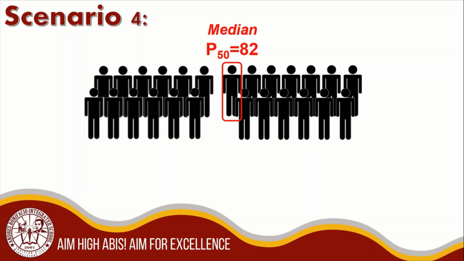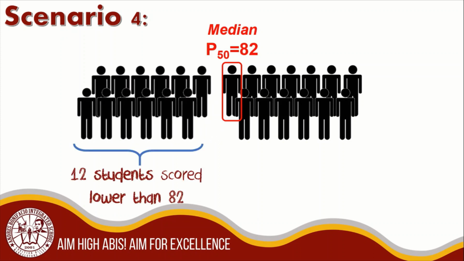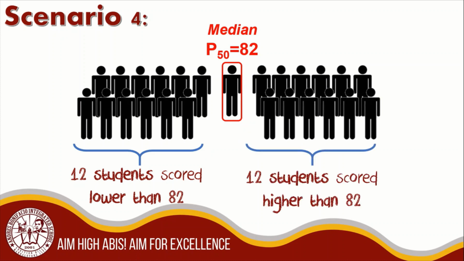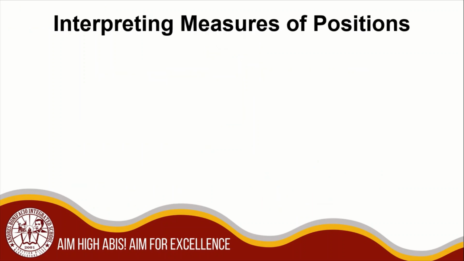So, yung lower half na 12, they scored lower than 82, and the upper half na 12 students scored higher than 82. In interpreting measures of positions, it would be a great help if you know how to identify the percentage of the dataset which lies above or which is less than or equal to the given quantile value, or the percentage of the dataset which is greater than or equal to the quantile value.